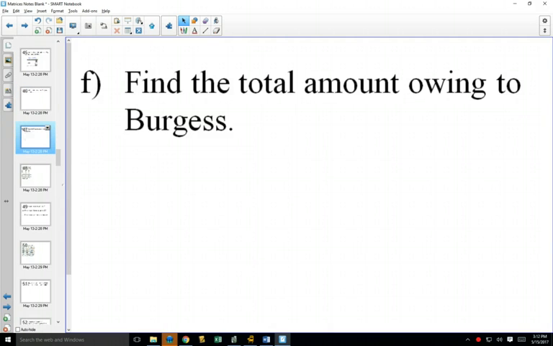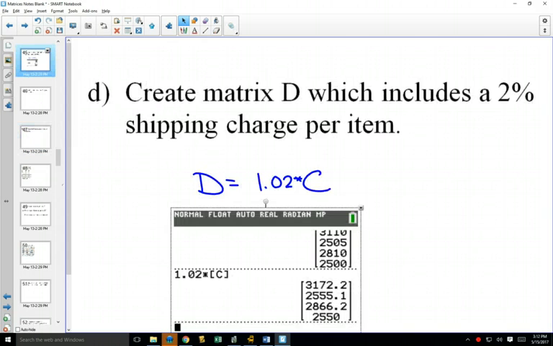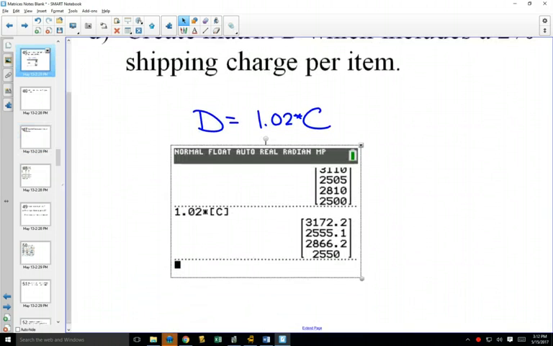So we figured that out. Find the total amount owing to Burgess. Well, you could find that total amount by just adding up all of these answers that we got in D. If you wanted to figure out a matrix multiplication to add them all up, we could, because D right now is a 4 by 1.